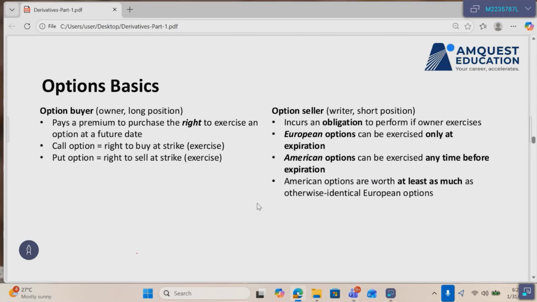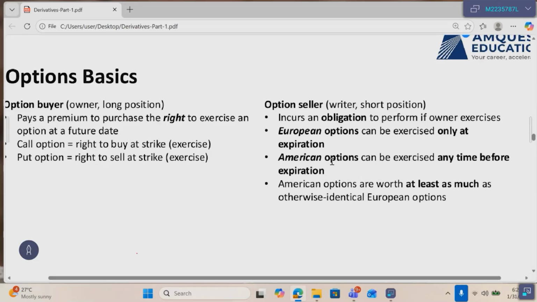Right. So let's start options. Okay. Now options is very different from forwards, futures, and even swaps, right? That's why I wanted to make sure that we do this separately and you understand the key difference and understand the terminologies here. That's very important. Okay.